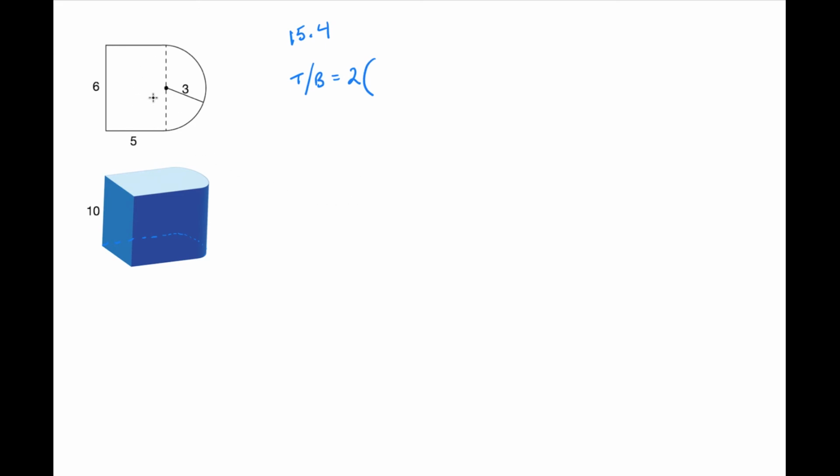So first of all, let's break this down. We'll call this area 1 and area 2. Okay, area 1 is pretty straightforward. We have a rectangle here that's 6 by 5. So 6 times 5 is going to equal 30, and that's in feet, so it's 30 feet squared. Now we have a half circle, that's area 2.